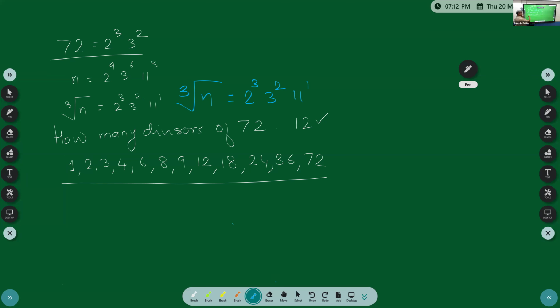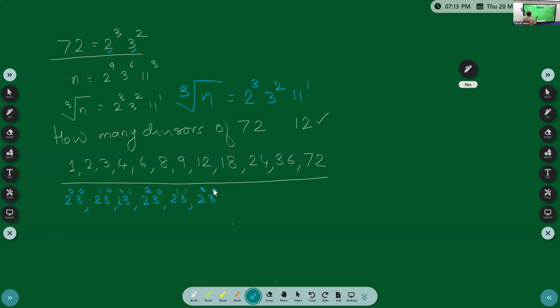We will write the prime factorization of all these divisors. Okay, 1, how do we write 1? We know that in 72 there are 2 prime factors, 2 and 3. So let us write 1 as 2 raised to 0, 3 raised to 0. This is 1. 2 is 2 raised to 1, 3 raised to 0. 3 is 2 raised to 0, 3 raised to 1. 4 is 2 raised to 2, 3 raised to 0. 6 is 2 raised to 1, 3 raised to 1. 8 is 2 raised to 3, 3 raised to 0.